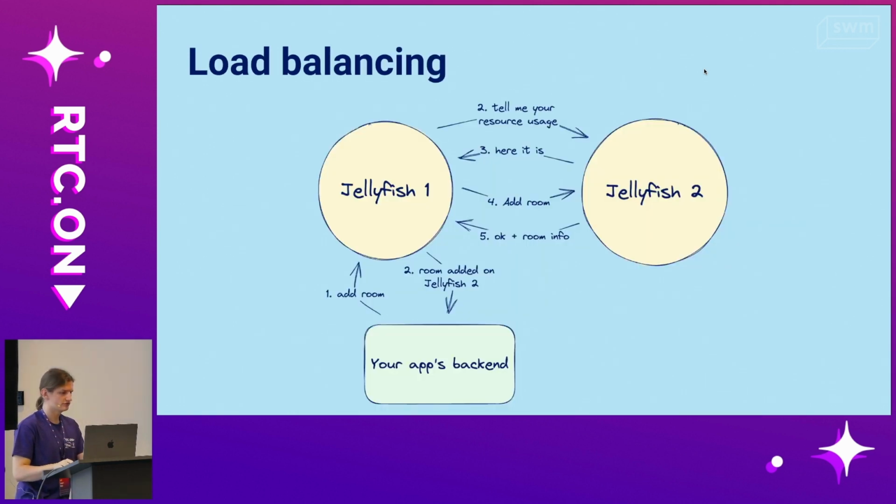And the last thing I want to mention is the load balancing. We wanted to make Jellyfish very easily horizontally scalable. So the basic load balancing is the first step in this direction. You can create clusters of Jellyfish instances, and then when you want to create a room on a single instance, this instance will ask all the other instances for some feedback with resource usage, and then decide which instance is the most suitable to create the actual room. It's usually the least used one.